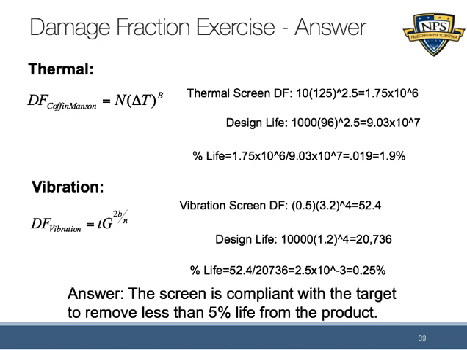Okay, and then a similar kind of process for the vibration. In this case, the damage here is 52.4. The design life is a value of 20,736, and as a result, the percent of design life taken is 0.25. So overall, if you add the 1.9 and the 0.25, you get much less than 5, and as a result, we would say that the requirement is met.